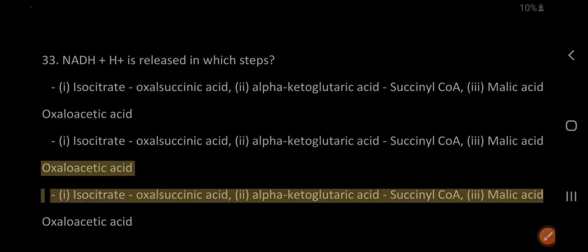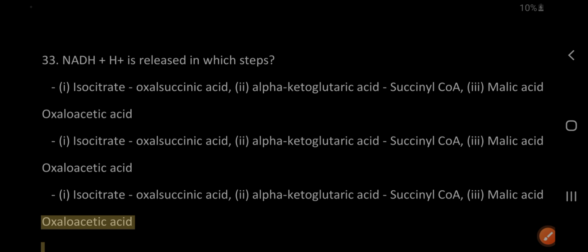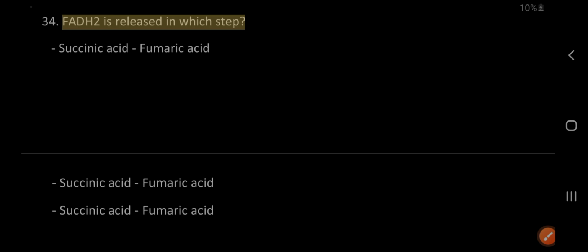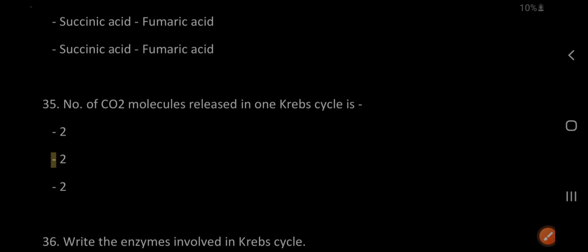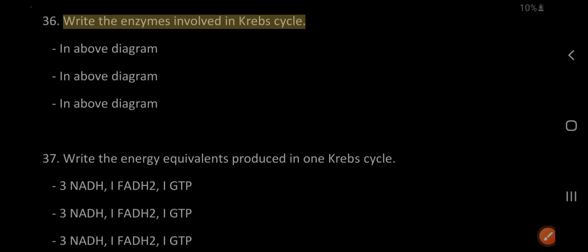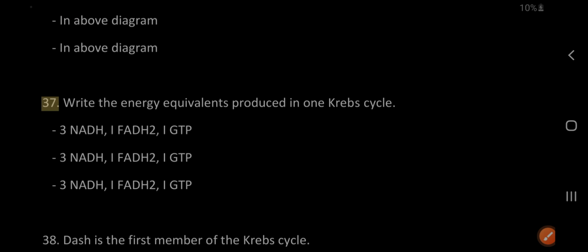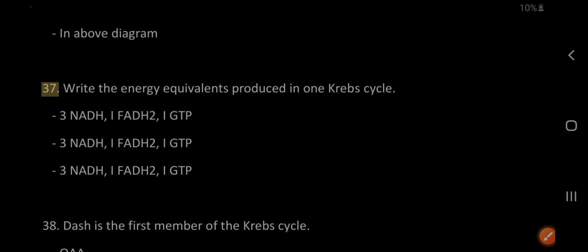34. FADH2 is released in which step? Succinic acid to fumaric acid. 35. The number of CO2 molecules released in one Krebs cycle is 2. 36. Write the enzymes involved in the Krebs cycle in the above diagram.